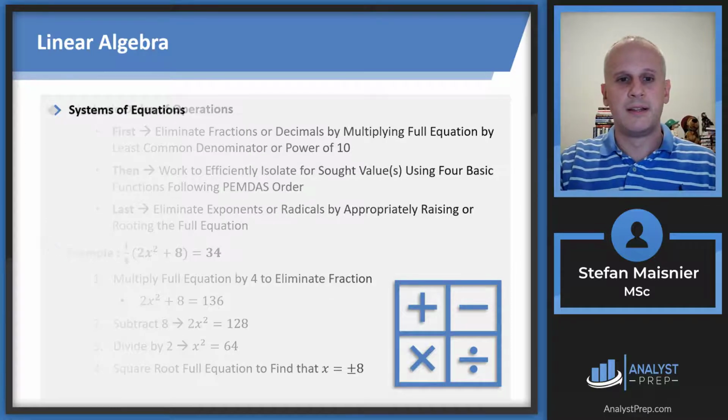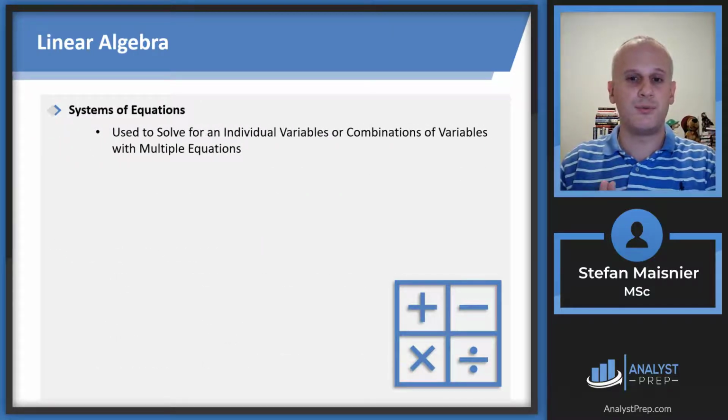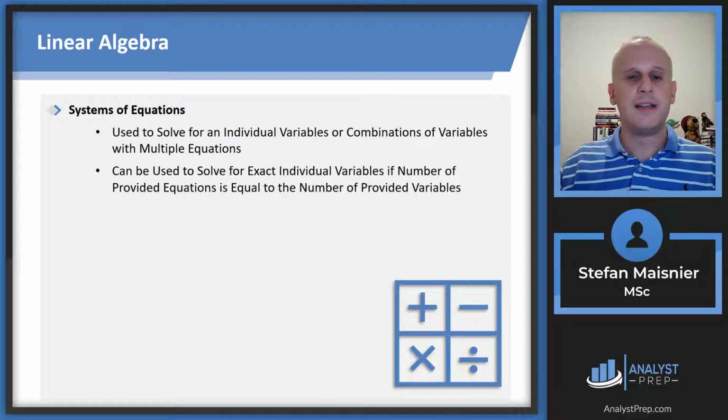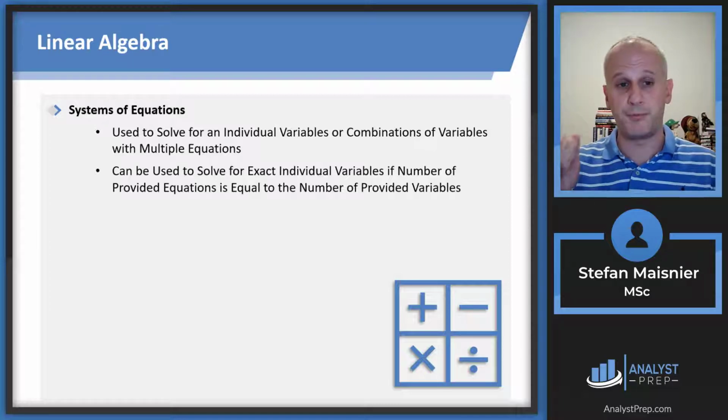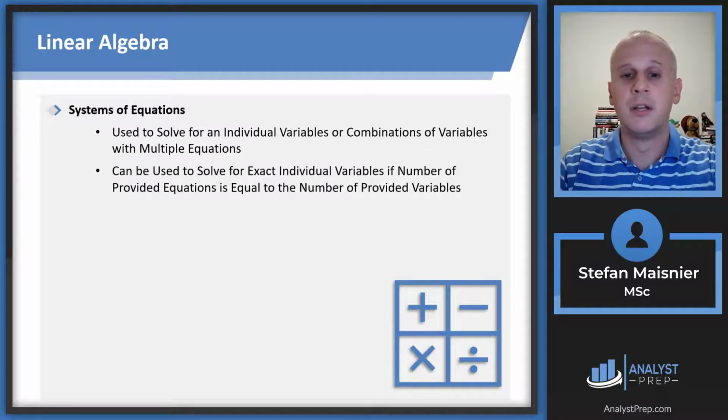So now let's talk about systems of equations. These are used to solve for an individual variable or combination of variables when you have multiple equations. And generally the rule is this: you can solve for the exact individual variables if the number of equations is equal to the number of provided variables. Just make sure that you've got unique equations, not equivalent equations, because if you've got 2x plus y is equal to 6 and 4x plus 2y is equal to 12, you really just have the same equation.